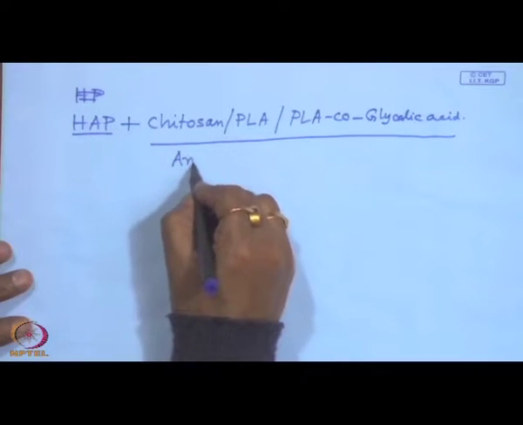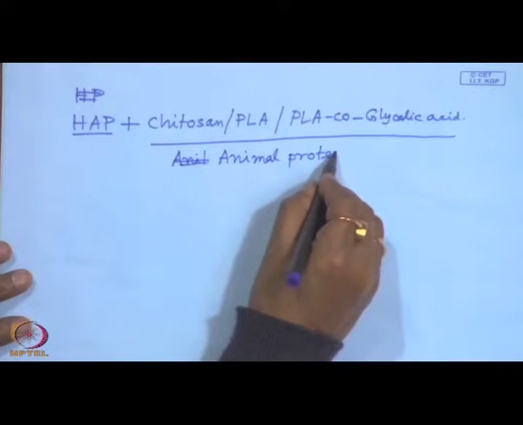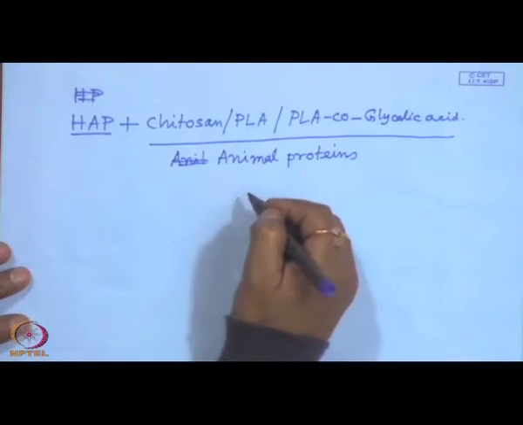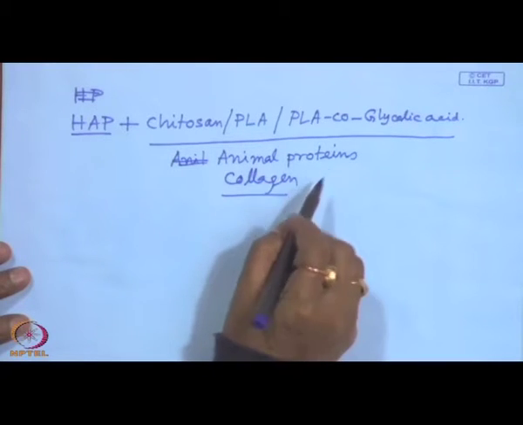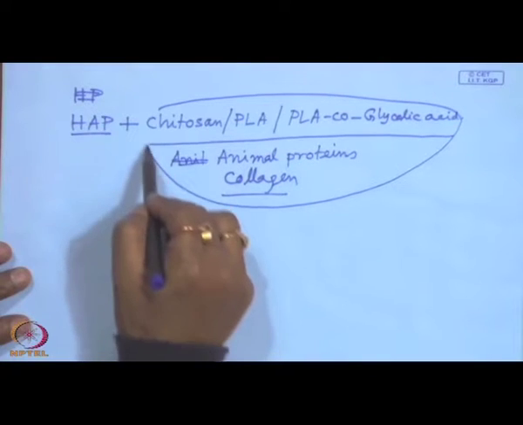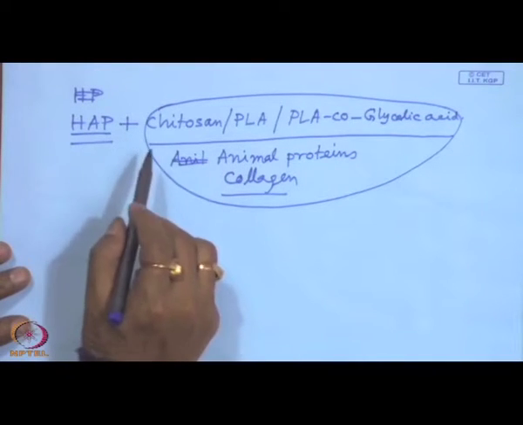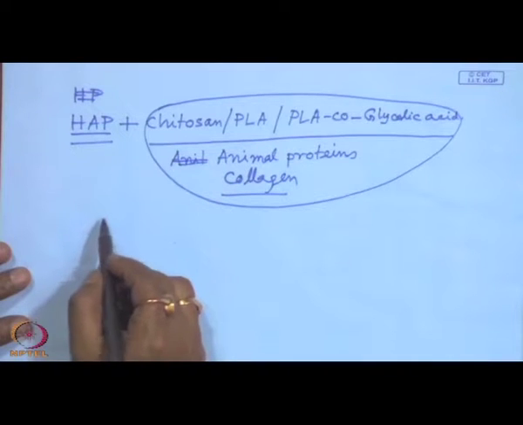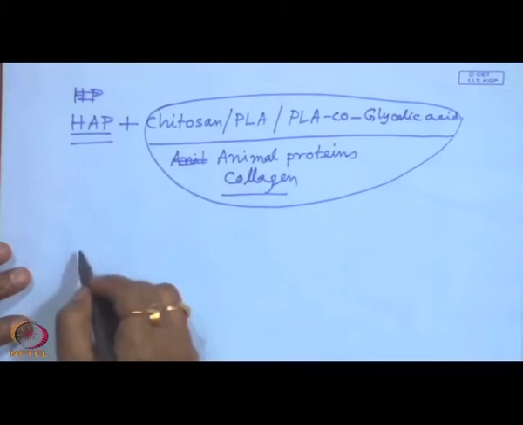Natural animal proteins, other animal proteins, can also be used as matrix material, or collagen. This collagen, chitosan, PLA, PLA co glycolic acid, other animal proteins as the matrix resin, and HAP or some other inorganic oxides can also be used as reinforcement for making artificial bone. Now, this biodegradable matrix and HAP can be used as artificial bone, and which will be replaced by the native bone.